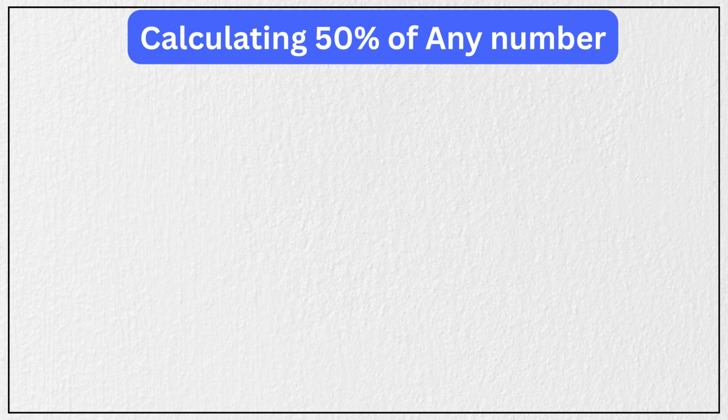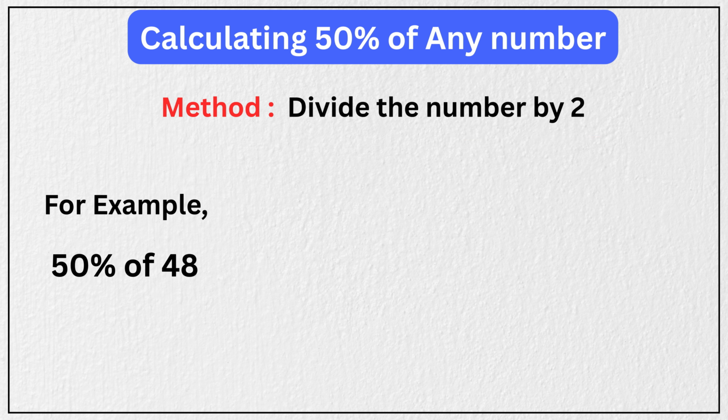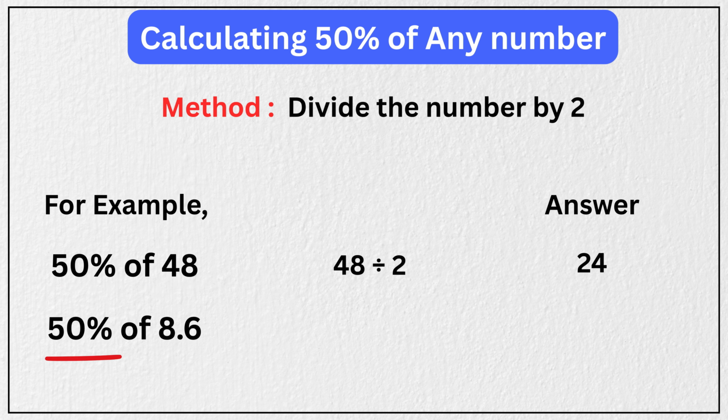Now let's move on to 50%. To find 50%, we simply divide the number by 2. For example, 50% of 48. 48 divided by 2, that is 24. 50% of 8.6 is 8.6 divided by 2, that is 4.3.